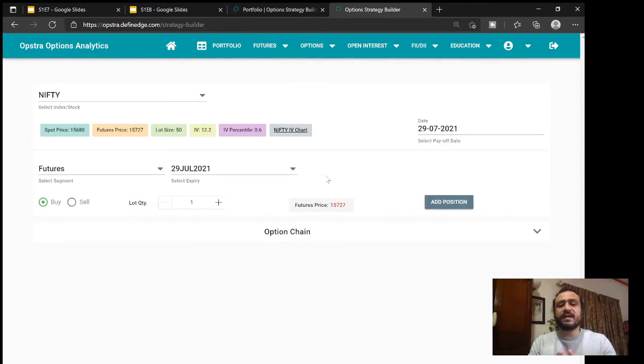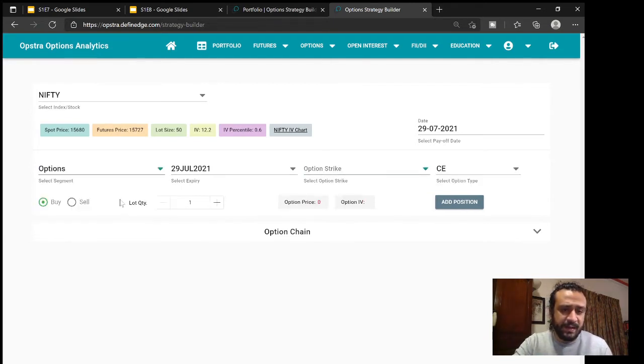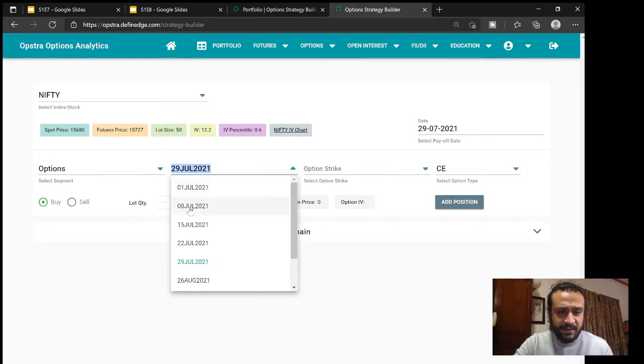So how do you add a trade? You can also paper trade using Opstra. How do you add a trade? You go to options here. You choose your expiry. Let's say we do 8 July expiry.